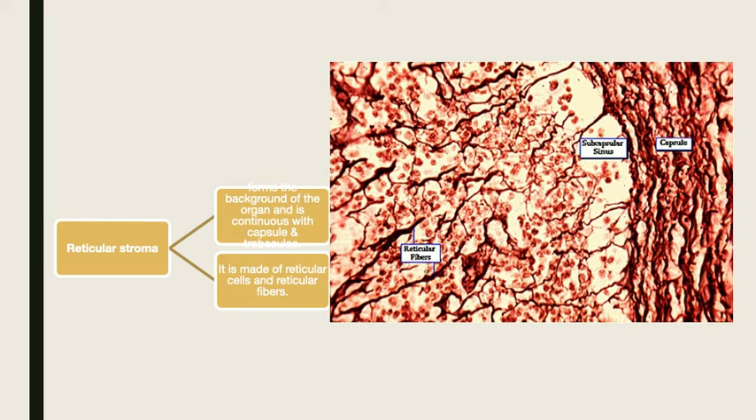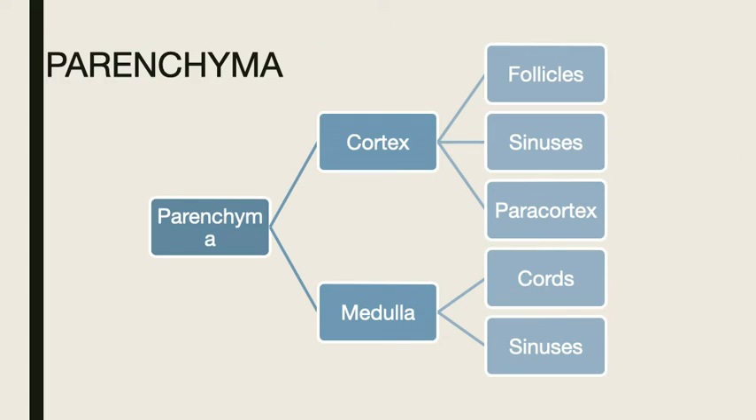The capsule is thin, surrounded by adipose tissue and may contain smooth muscles at the hilum. The stroma is also formed of trabeculae, connective tissue septa descending from the capsule, dividing the cortex into regular compartments and the medulla into irregular compartments, and the reticular connective tissue, which can be demonstrated only with silver.